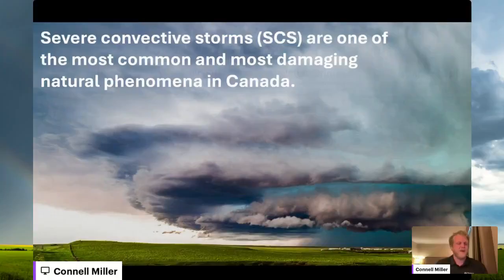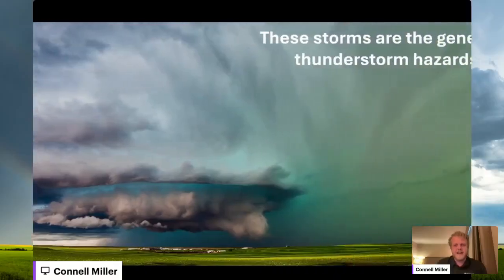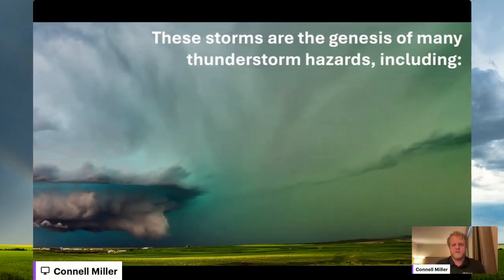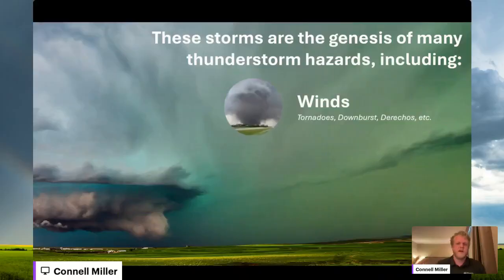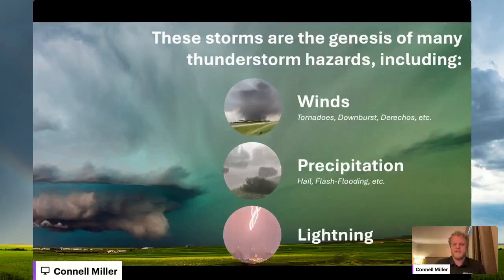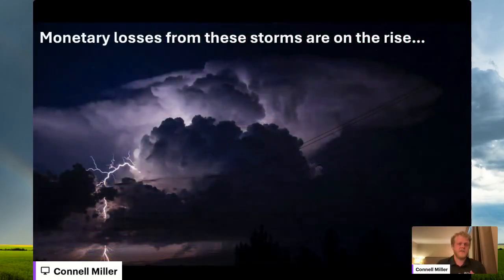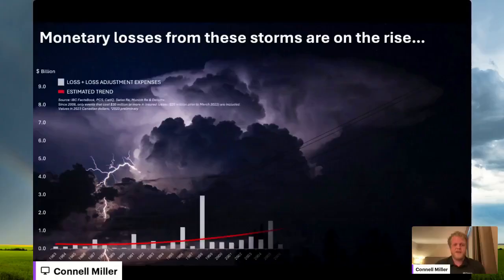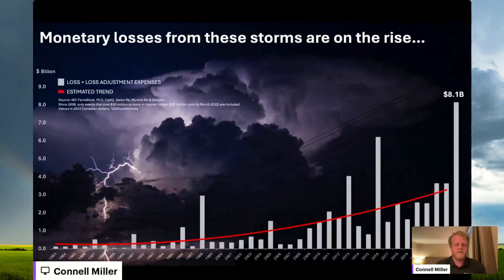Not surprisingly, severe convective storms are one of the most common and most damaging natural phenomena in Canada. These storms are the genesis of many thunderstorm hazards, including winds, things like tornadoes, downbursts, and derechos, precipitation, notably hail and flash flooding, as well as lightning. And monetary losses from these storms are on the rise. If you take a look at insurance loss data from CatIQ and the Insurance Bureau of Canada, you notice a particularly concerning trend of losses getting larger every year. And again, these are just insured losses. Non-insured losses are probably another order of magnitude higher.